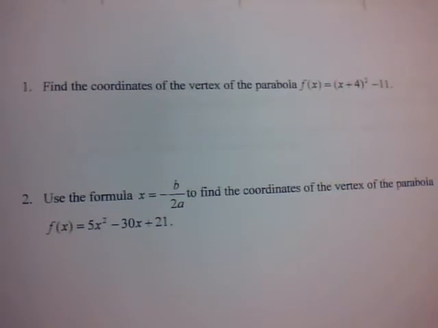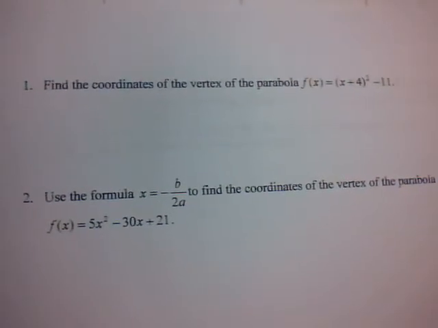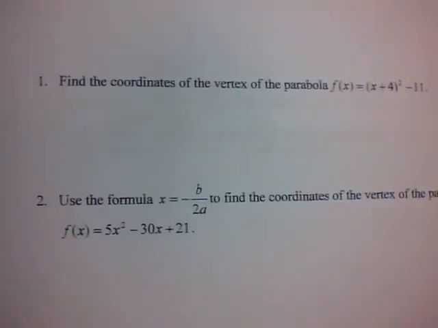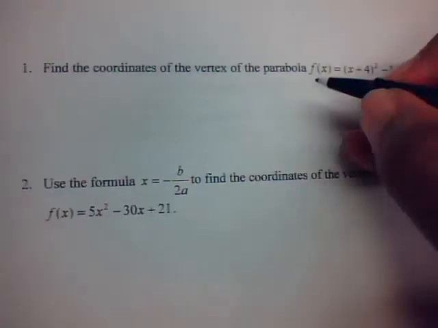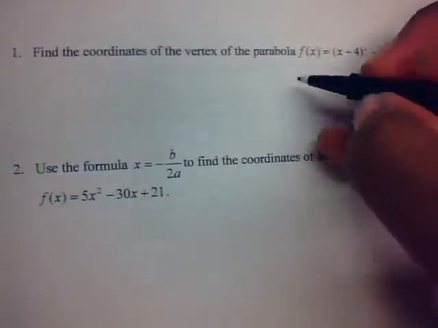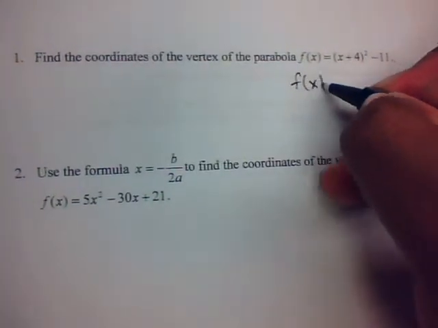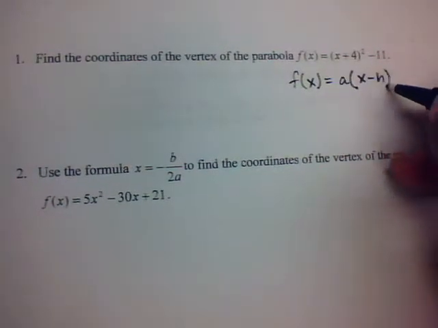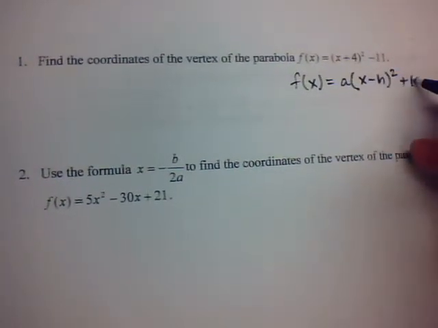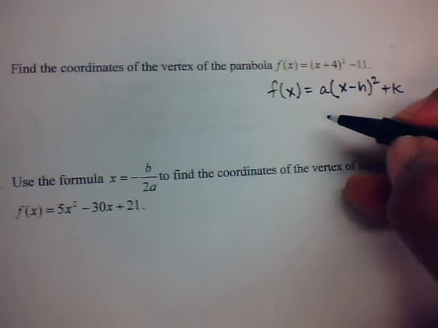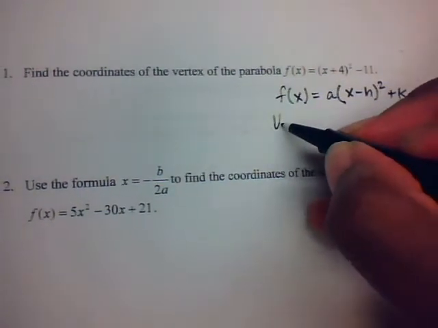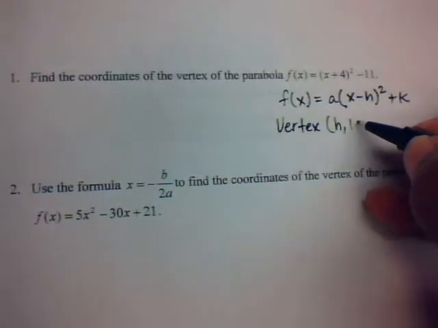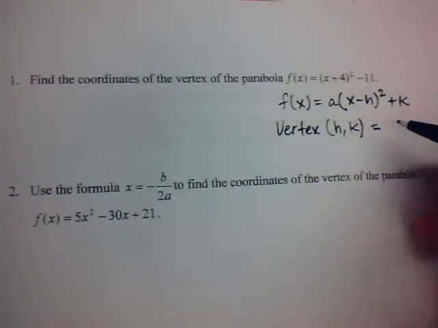is equal to (x plus 4) quantity squared minus 11. All right, this particular equation is written in standard form, and of course standard form in this case is going to be f of x is equal to a times (x minus h) quantity squared plus k. And in this case, the vertex is always (h, k).